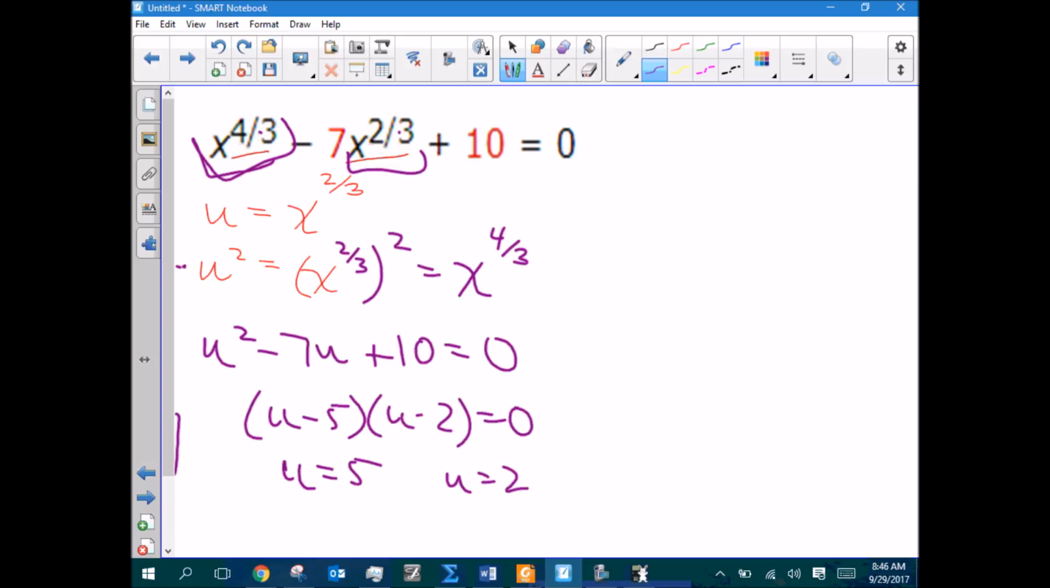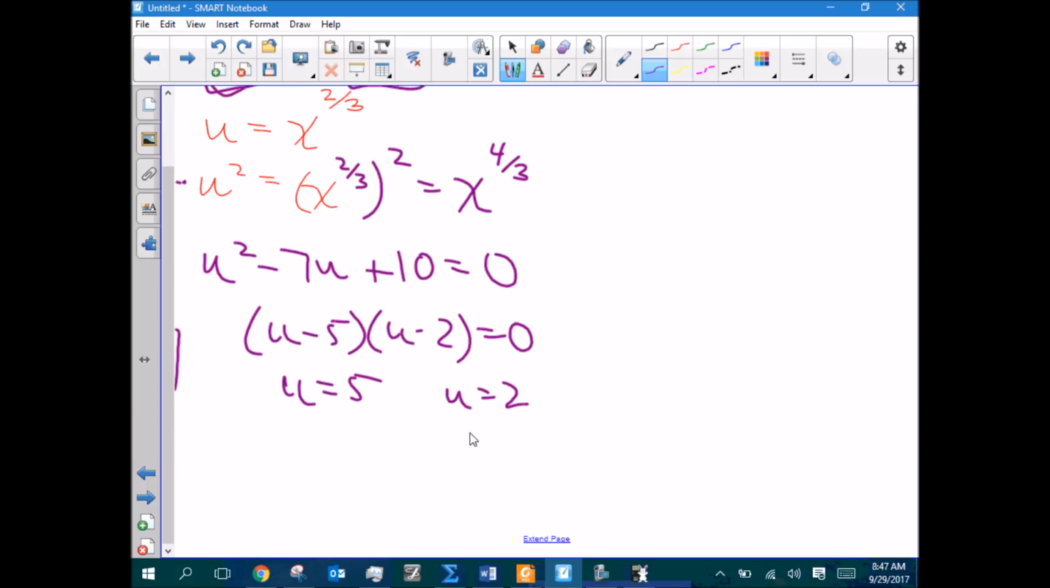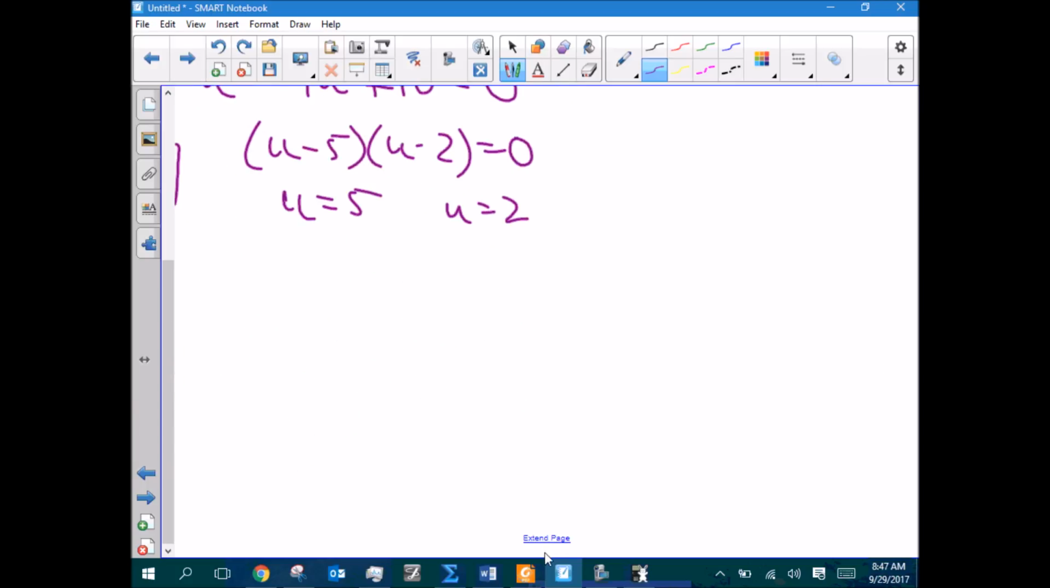X to the 2/3. And that's maybe where people are struggling on this question. If I go x to the 2/3 is equal to 5, and x to the 2/3 is equal to 2, right? What are we usually solving for in any algebraic question? X to the first power. So how can I make x to the 2/3 ... what can I do to get that to the first power?